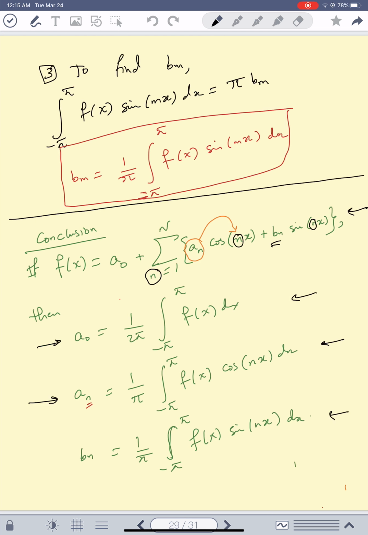Now what about the idea of Fourier series? If f of x was a node plus the sum from n equals 1 to N of an cosine nx plus bn sine nx, then we have a node, an, and bn as above. We have these formulas for them. And we need to notice that the a's and the b's depend on f. These formulas depend on f.